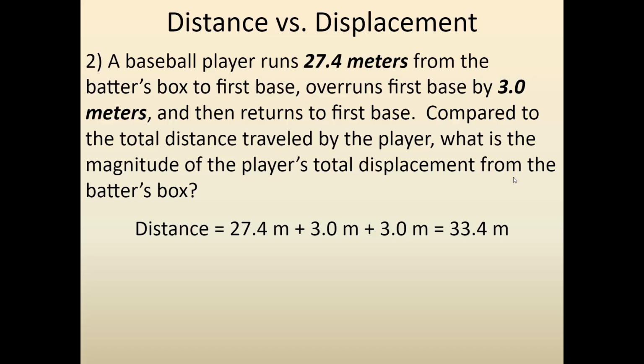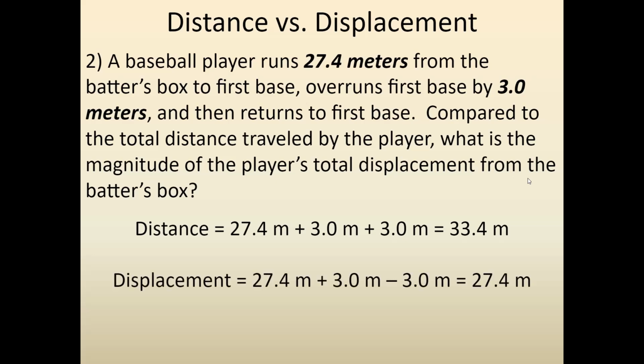In the case of displacement, I'm going to have to do it from start to finish. From where he started at the batter's box to first base is 27.4. It doesn't matter what else he does afterwards because I know he returns to first base. The person could have gone to second and then returned to first. Doesn't matter. All we care about is from the batter's box to first base because that's start to finish, and we know that that's 27.4. So the displacement is 27.4. Here, I basically had it plus 3 minus 3 to represent the idea that I'm backtracking. I went forward 3, but then I went back 3 to return to first base.